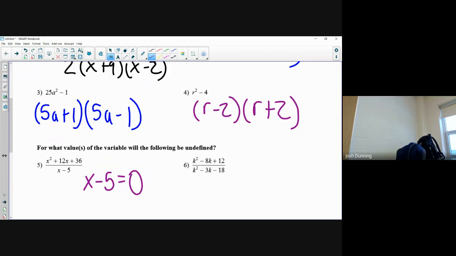A lot of times people confuse the undefined values with the simplified because they both have the fractions with those polynomials in them. Undefined values, set the bottom equal to 0. Then it's up to you to figure out how to solve it. But hopefully this one's easy. It's just x minus 5, linear equation, 1 step, add 5. 6, forget about the top. Like I said, just set the bottom equal to 0. You figure out how to solve it.